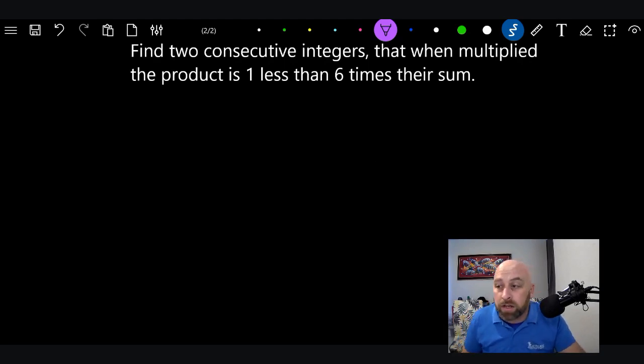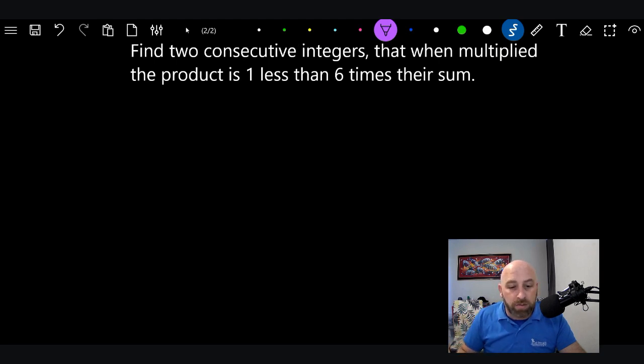Whoa, what's going on there? Well, let's talk about some of these different things. Find 2 consecutive integers. What does that mean? Well, 2, okay, you know what that means. Consecutive, you should know what that means, like in a row. 1 and 2 are consecutive numbers.